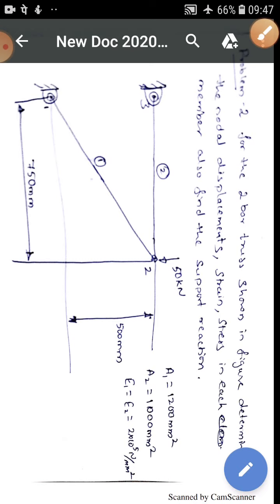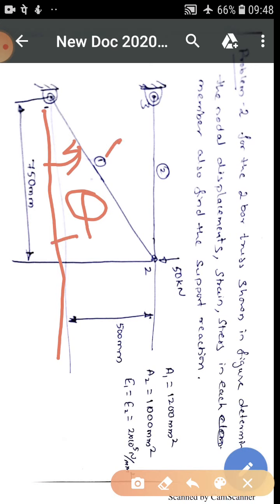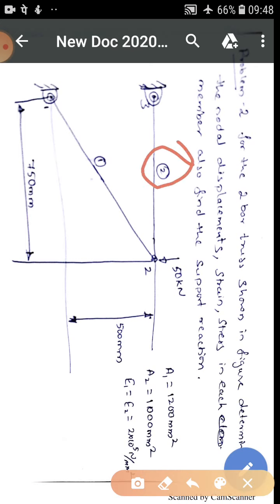Use trigonometric relations to calculate theta. I will tell you the value of theta. Theta for element 1 is the angle made by element 1 at its local node 1 when measured in the counterclockwise direction. Theta 1 will be an acute angle. You can see the figure, it will be an acute angle. Now what is the angle made by element 2 at its local node 1?